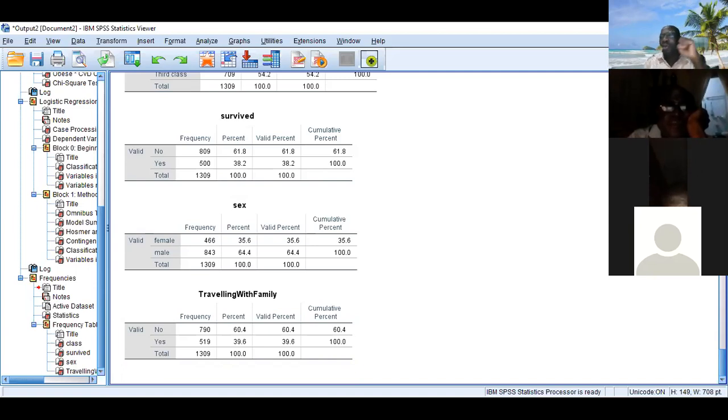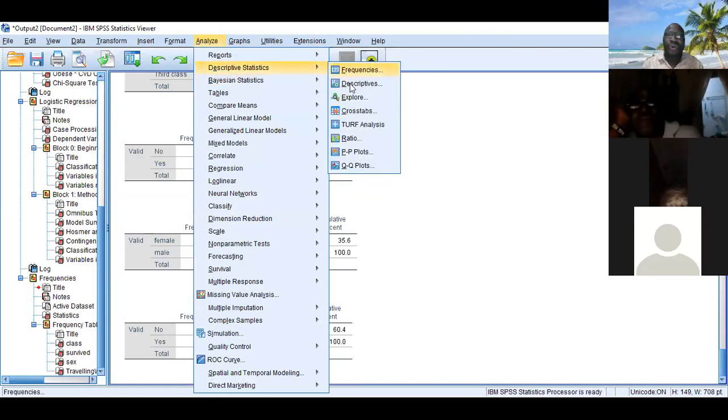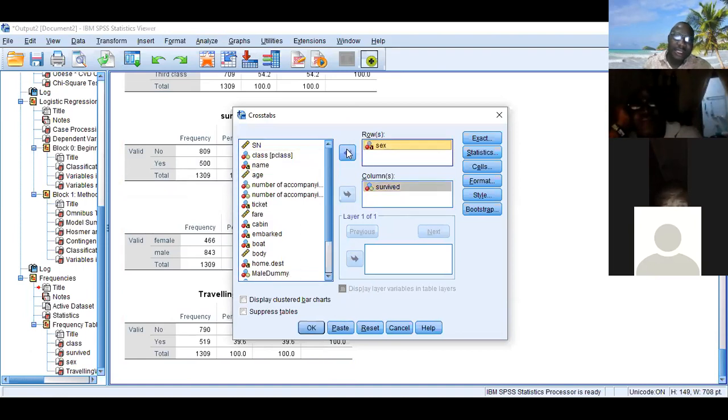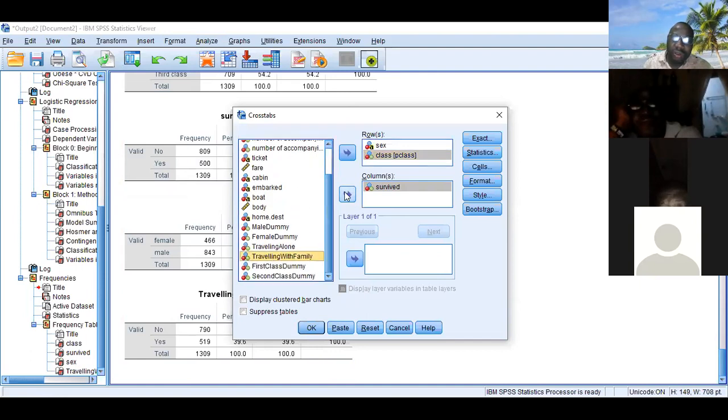Now, another thing you may want to know before you make your decision on doing the regression is to cross-tabulate each variable with survivor to really know the percentage survivor for each category. So if you want to do that, analyze, cross-tab. The outcome variable is survive or not, and that will be the column. We want to see the sex, the class, and whether traveling alone or with a family member.